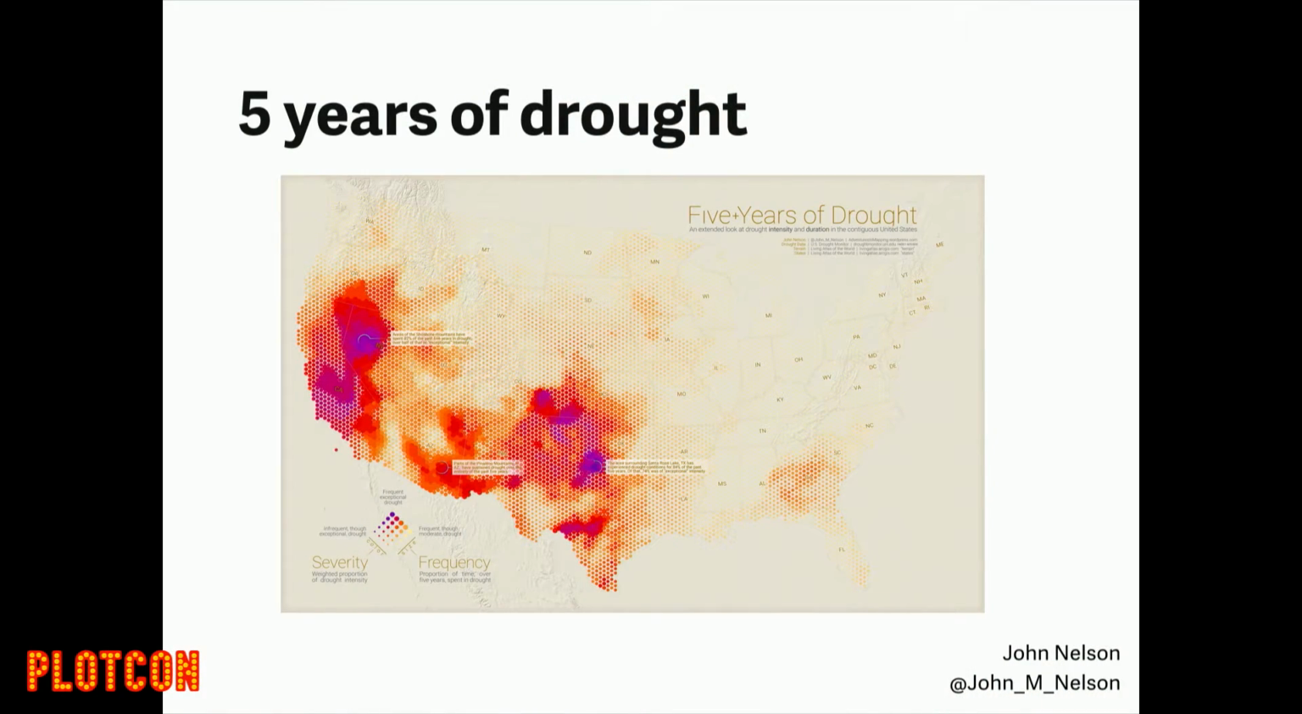But really what's even more crucial to a good map visualization is making sure geography actually adds to the story. This is a great example by John Nelson where he visualized 5 years of drought data, and putting it on a map is something that really drives home which areas have been most impacted by this phenomenon. And it's something where geography definitely matters to the story.